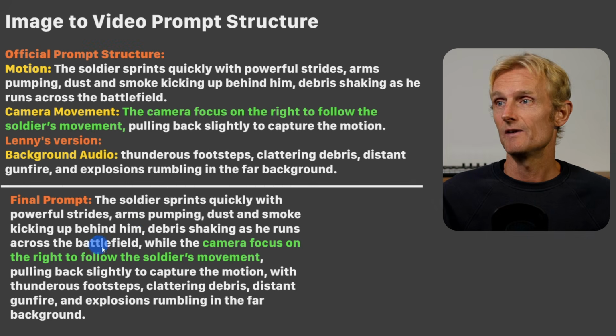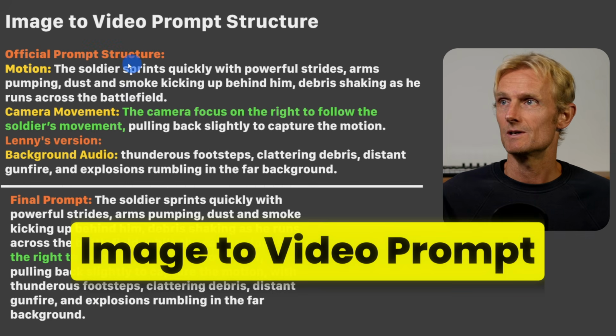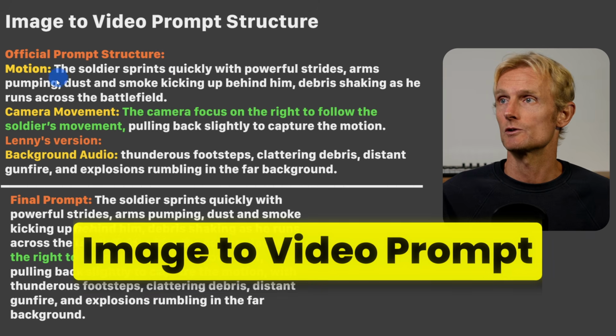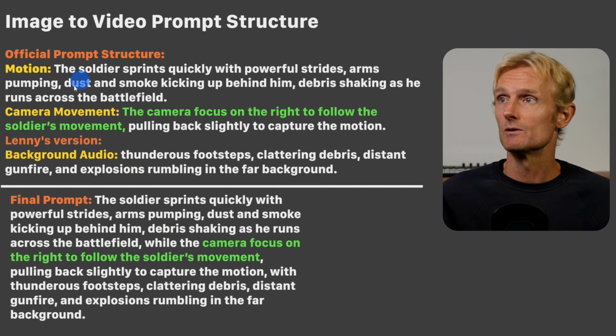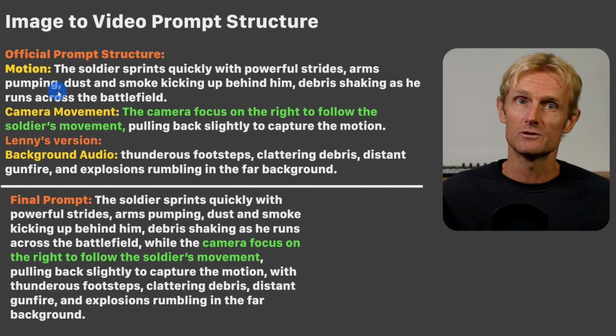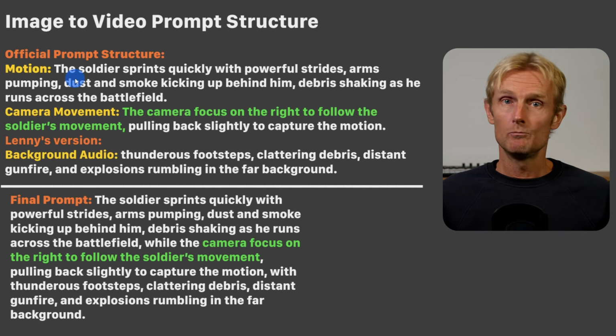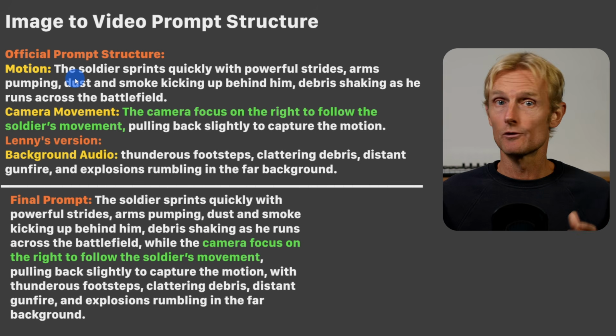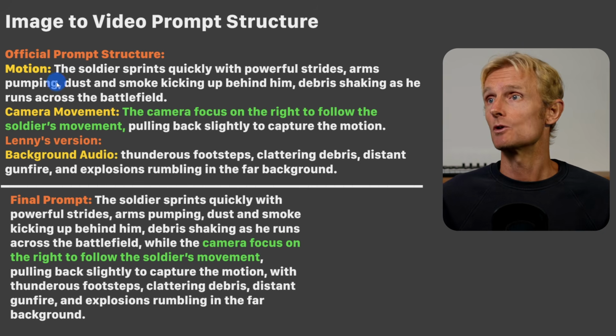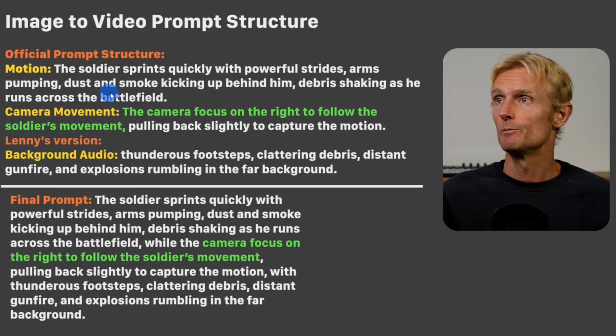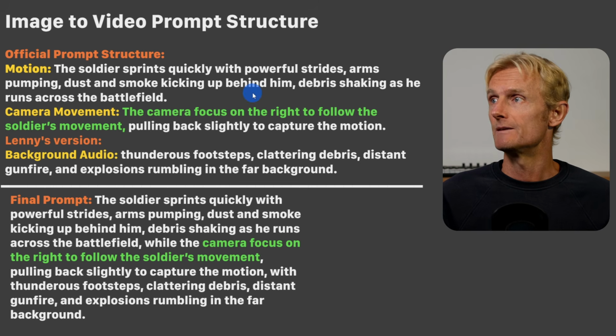So this is the final prompt I'm going to use for this image. And here you can see this is the official prompt structure. And here, this prompt, what I created here, is segmented. In the first section is the motion section. And here we only need to describe what we want to happen, because the AI already has the info from the scene because it has the image. So I used the soldier sprints quickly with powerful strides, arms pumping, dust and smoke kicking up behind him. Debris shaking as he runs across the battlefield.